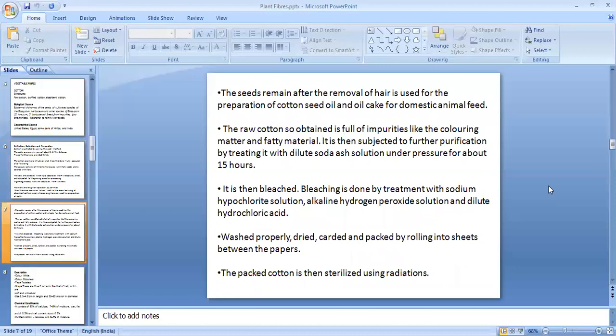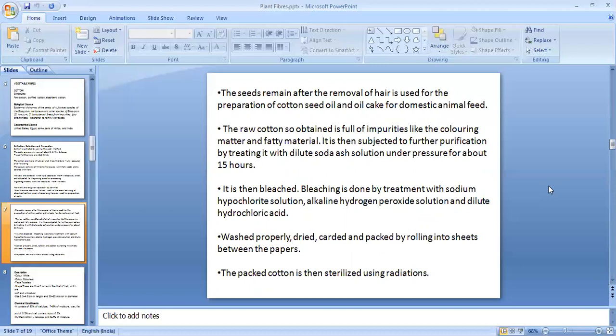And the seeds remain after the removal of the hairs or epidermal trichomes. They are used for the extraction of cottonseed oil and preparation of the oil cake for domestic animal feed. And the cotton which is obtained by this method is called raw cotton.